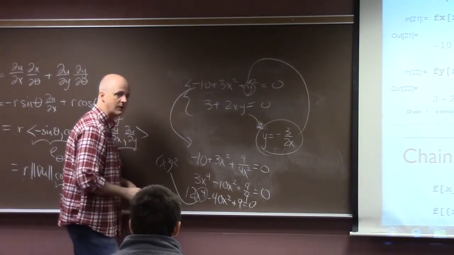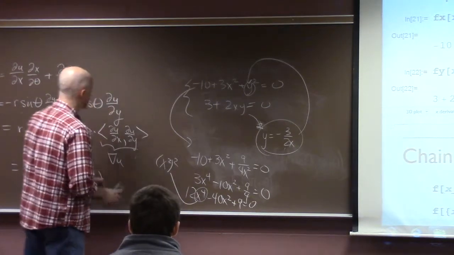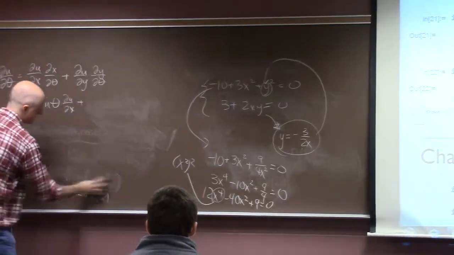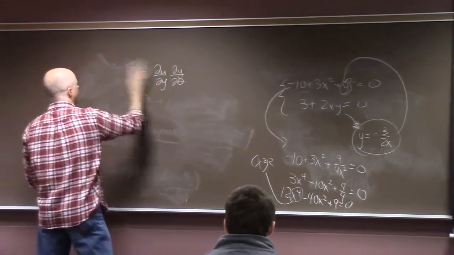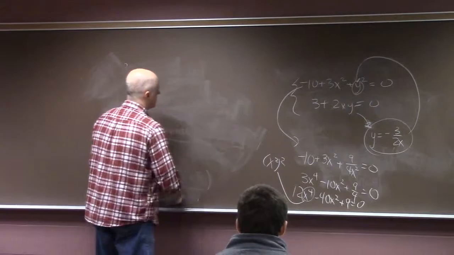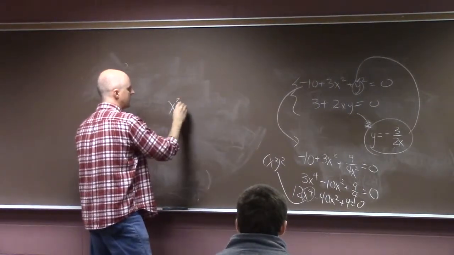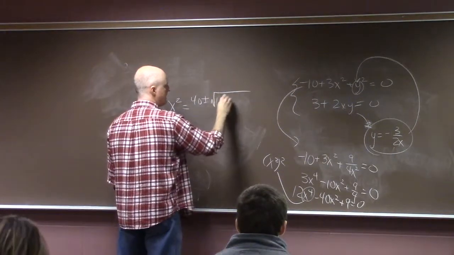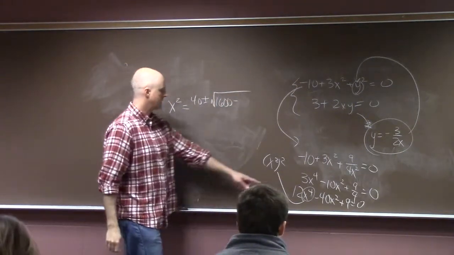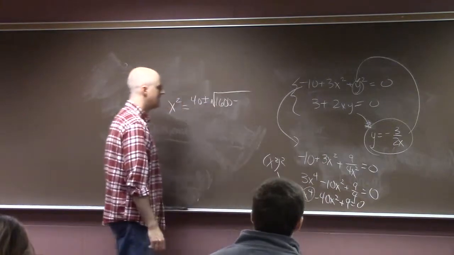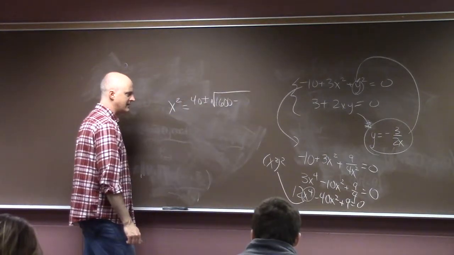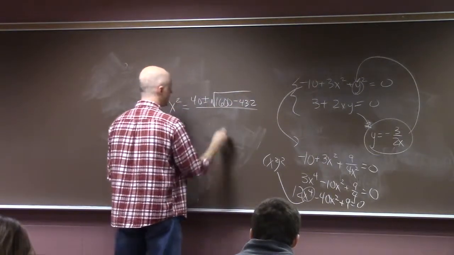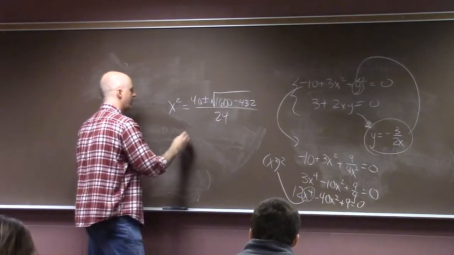You can use the quadratic formula to solve for x squared first, and then take the plus or minus square root to solve for x. You'll get x squared from the quadratic formula is 40 plus or minus the square root of 40 squared, which is 1600, minus 4 times 12 times 9. 12 times 9 is 108, times 4 is 432. Over 2 times 12, is over 24.